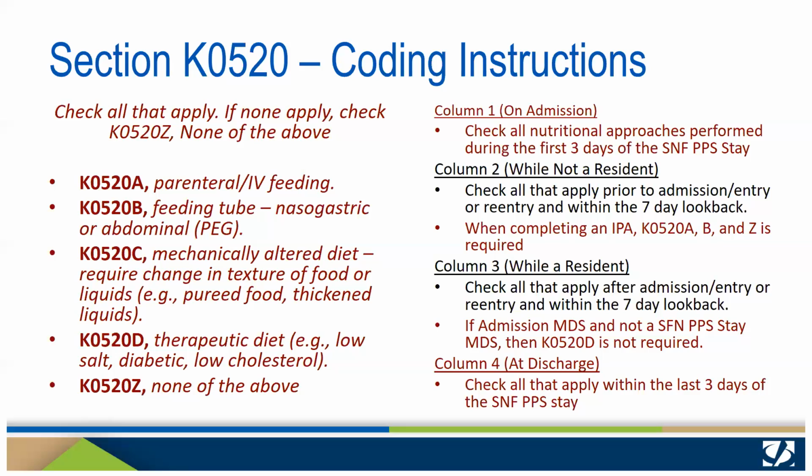So here's just the definitions spelled out a little bit. On admission, again, is checking all nutritional approaches performed during the first 3 days of the SNF PPS stay. Column 2, while not a resident, we'll continue to look at that during the 7-day look back or prior to admission or entry or re-entry. This will also be opened up when we're completing an IPA. And then column 3, while a resident, again, we're checking all that apply after admission or entry or re-entry and within the 7-day look back.